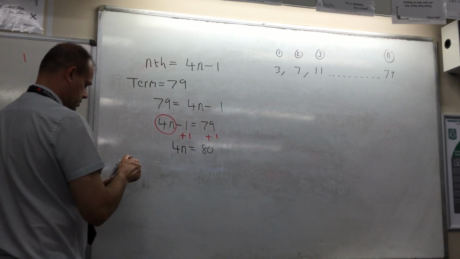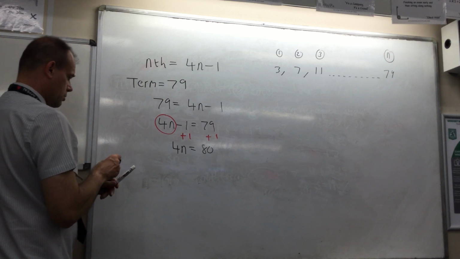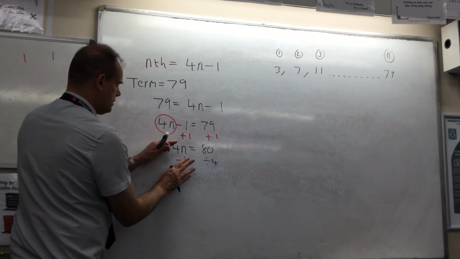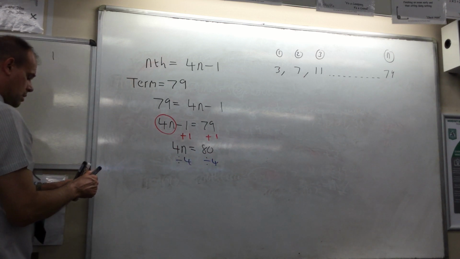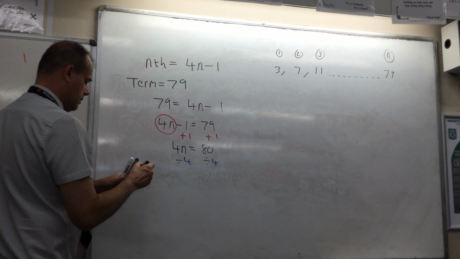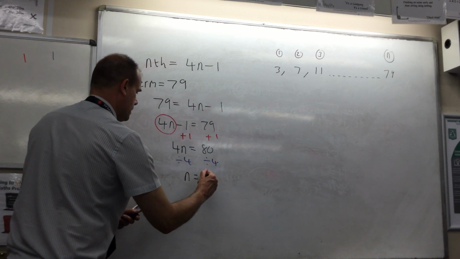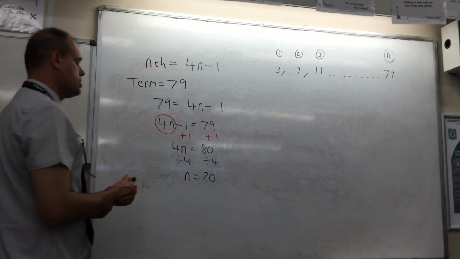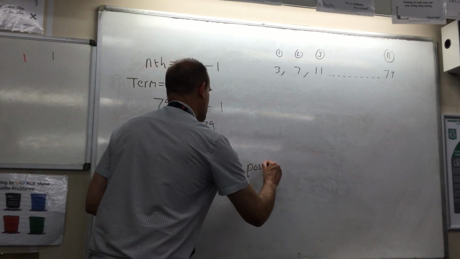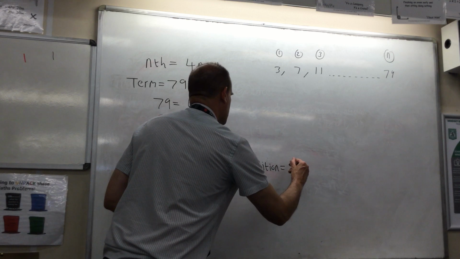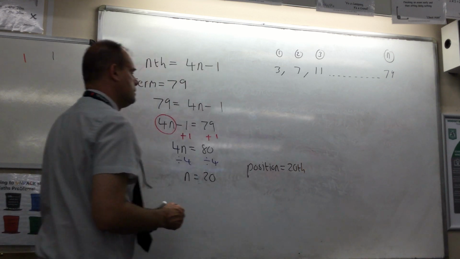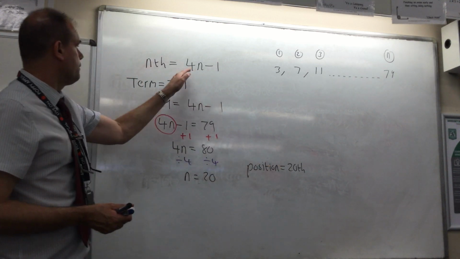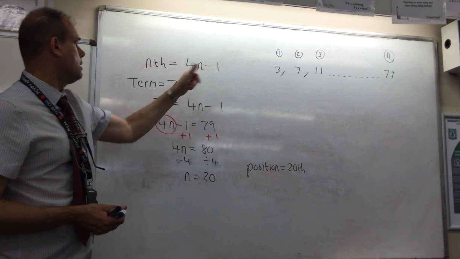That's times by 4, so how do you get rid of times by 4? You divide by 4, put that in blue, on both sides. Divide by 4 cancels out, leaves you 1 and 1 n is n, so that gives you what I want, the position. 80 divided by 4 is 20, so the position is the 20th value in that sequence. Yeah, 79 is number 20. Check it, put n as 20 in, 4 times 20 is 80, take away 1, 79.